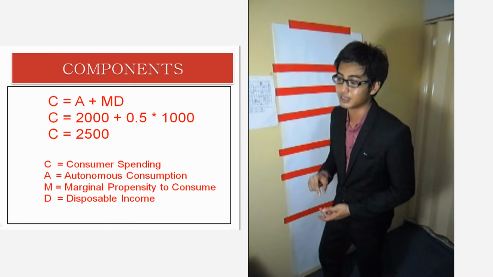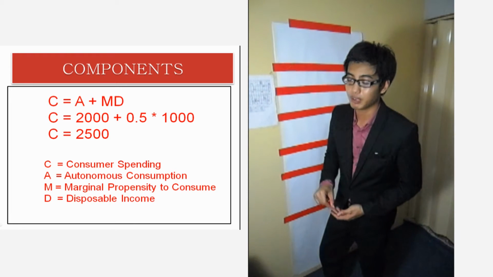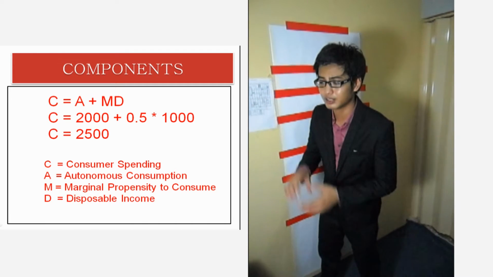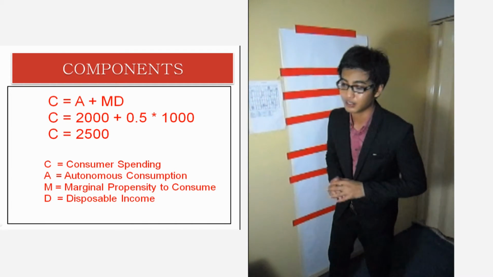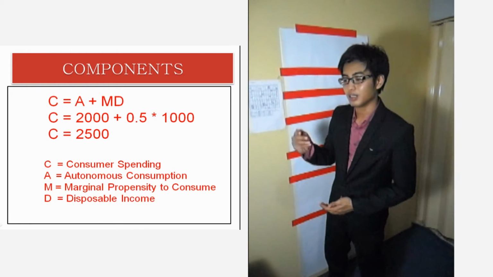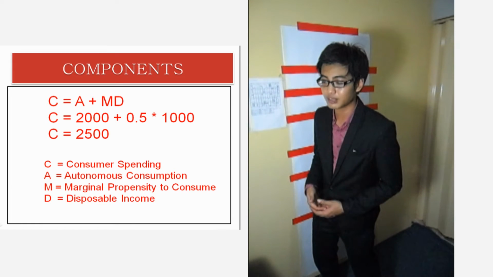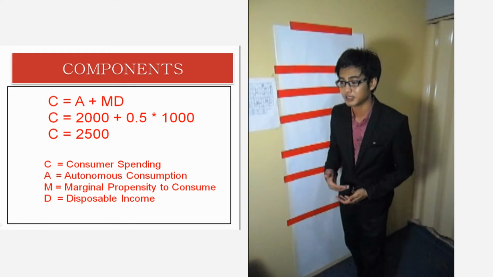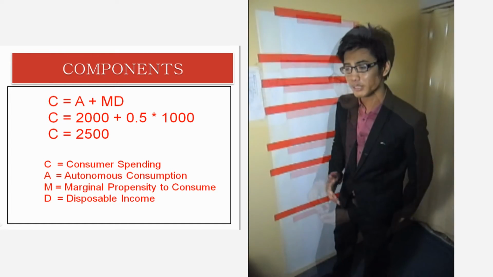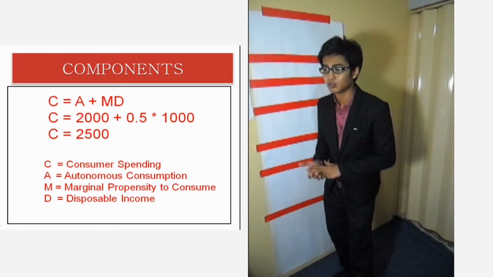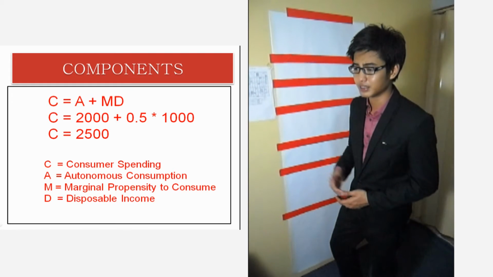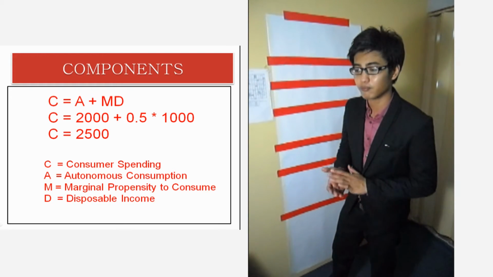If you look at the equation, it says that C equals A plus MD. And now I'm going to explain what these letters mean exactly. The first one, C equals consumer spending, A equals autonomous consumption, M equals marginal propensity to consume, while D means disposable income, which is income generated by households when they are paid by firms as a factor of production. In other words, the household receives income from firms through their labor.